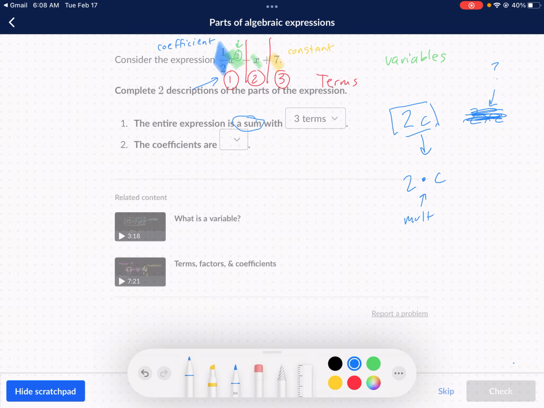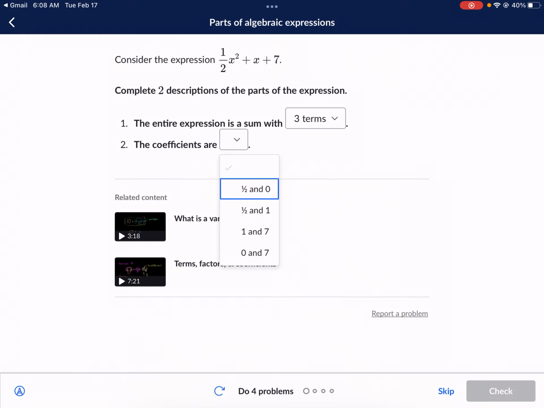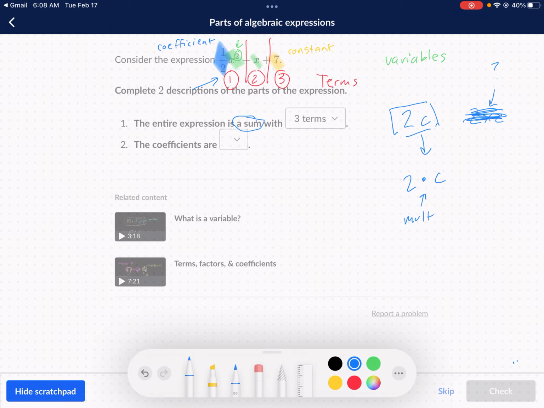You might be tempted to say four terms because you have that 1/2 in the x squared, but they count as one term. Terms are separated by addition and subtraction. Then it's talking about the coefficients. We already talked about the coefficients, but we did not talk about the coefficient here in front of x.